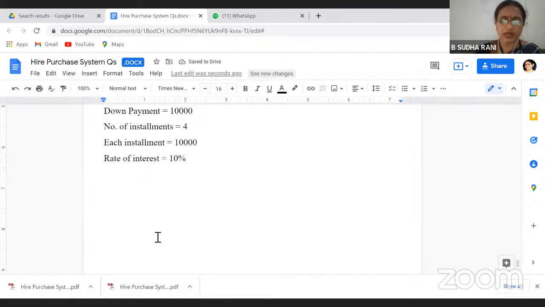The formula is installment amount into rate divided by 100 plus rate. This is the formula to get the cash price. So last year, from the 4th year to the first year we'll do.